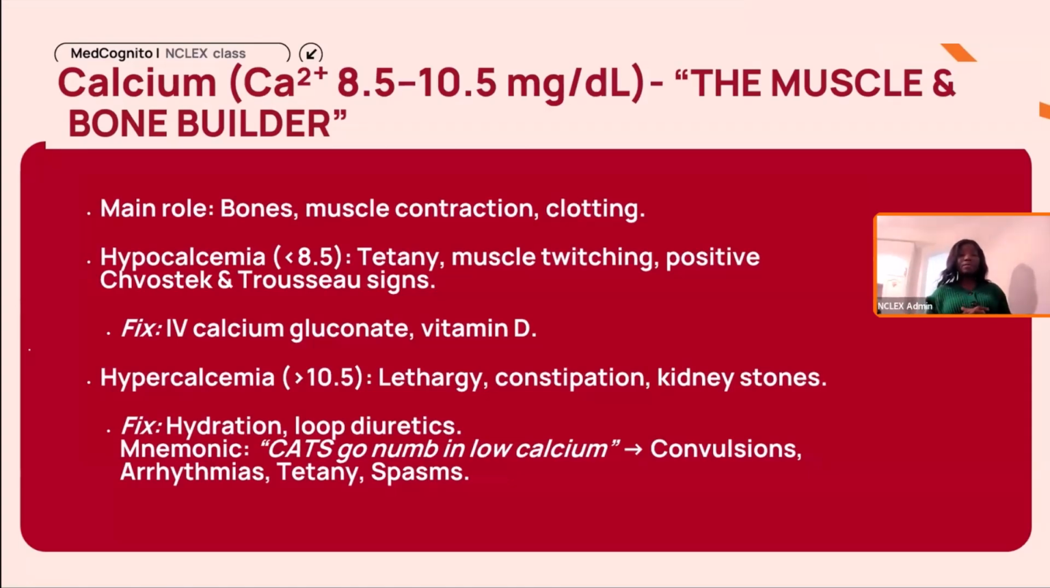Let's look at hypercalcemia. When it's at the upper limit, more than 10.5. Client is lethargic, there's constipation, and then if you have a lot of calcium, it can now form stones in the kidney, okay? So how do we fix it? We have to give a lot of hydration. So hydrate, and then loop diuretics are also helpful.